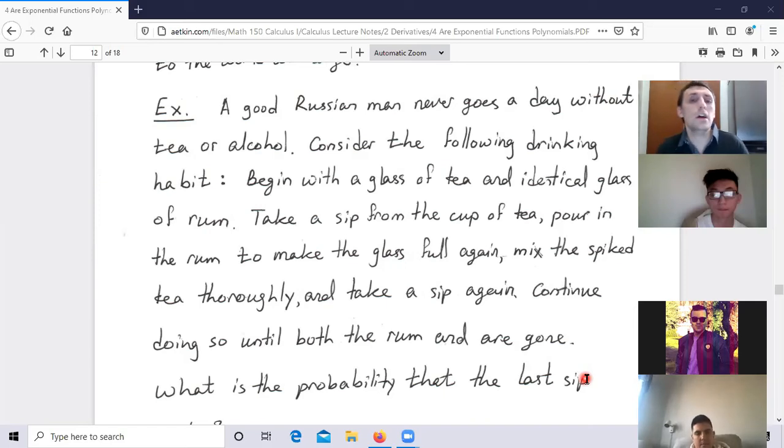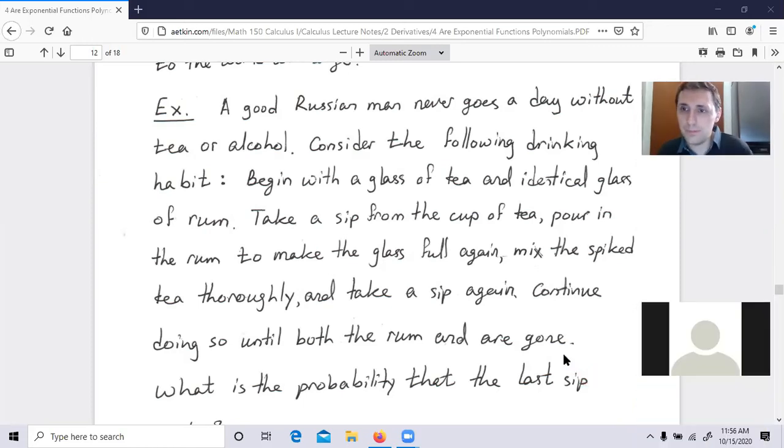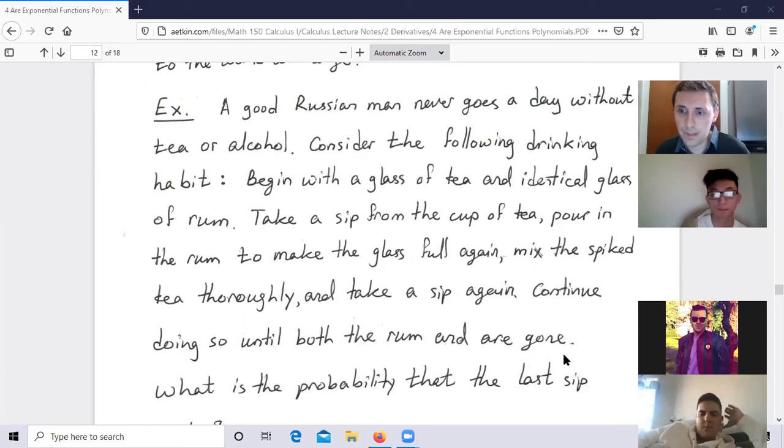Clear so far? Now my question is, it's a weird question. What is going to be the probability that the last sip that I drink contains only tea? So the very last sip, only tea, no alcohol. What's the probability of that? And how do we make the problem more precise? Are you with me, guys? Well, of course, it depends on how we formulate this question.